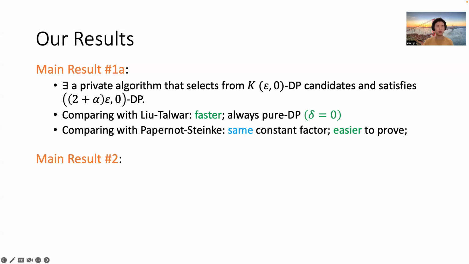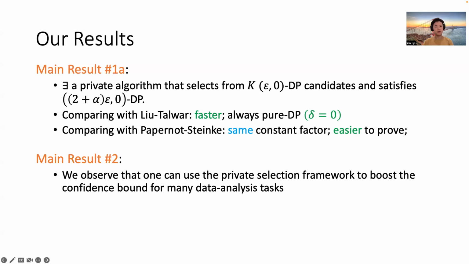As our second set of results, we observed that we can use the private selection framework to boost the confidence bound for many basic data analysis tasks. This is a simple observation, but in our opinion, it's very useful because the original motivation for doing private selection is hyperparameter tuning in private machine learning. And yet we observe that this private selection framework is powerful enough that for many basic data analysis tasks, we can use it to improve the confidence bound for given algorithms easily.